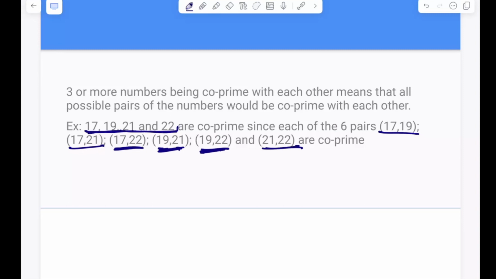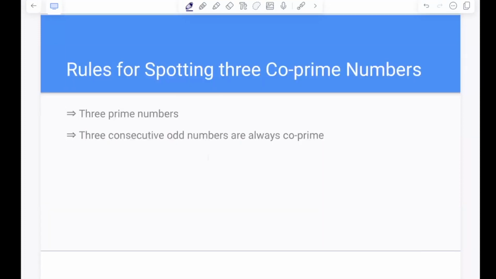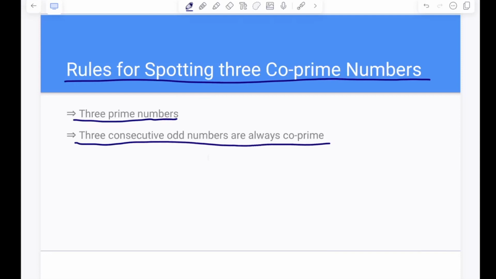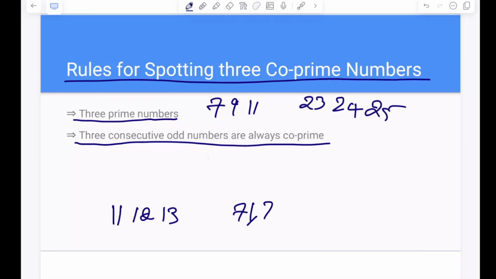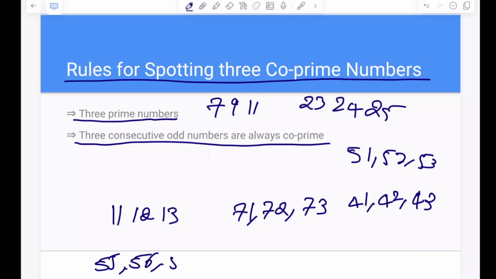Why are we learning these co-prime numbers? We will learn the utility of these co-prime numbers in the next section, that is LCM. Rules for spotting three co-prime numbers. Always three prime numbers are co-prime to each other. Three consecutive odd numbers are always co-prime, say 7, 9, 11. One more. Three consecutive natural numbers such that the first number is odd: 23, 24, 25, 11, 12, 13, 71, 72, 73, 41, 42, 43, 55, 56, 57.